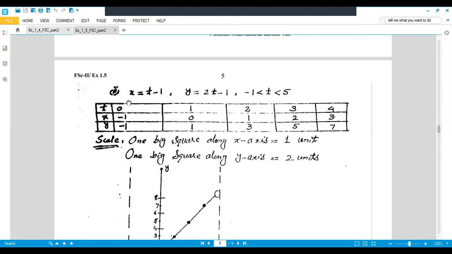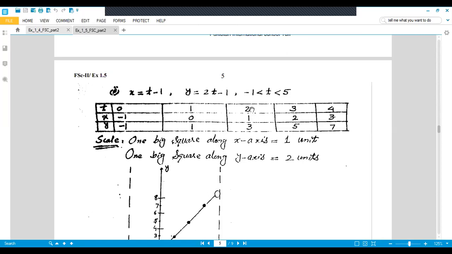When you put 0 in the x equation, x is equal to 0 minus 1, so you get minus 1. When you put 0 in the y equation, 0 multiplied by 2 is 0, so 0 minus 1 is minus 1. Now when you put t equal to 1 in the first equation, 1 minus 1, so x is equal to 0. When you put 1 in the second equation, 2 into 1 is 2, 2 minus 1 is 1. So you will get y equal to 1.